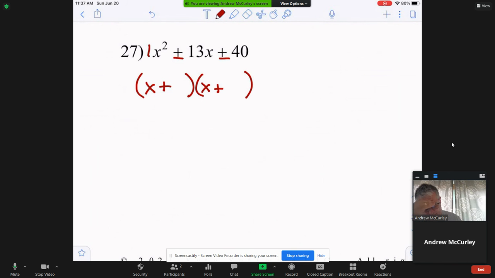The answer is 8 and 5, right? 8 plus 5 is 13. 8 times 5 is 40. Now, there's a couple ways. Let's say you're having trouble getting there. One thing we like to do is we make this little x, and we say, okay, I want numbers that multiply together to get 40 and add together to get 13. So that's where I got the 5 and the 8.